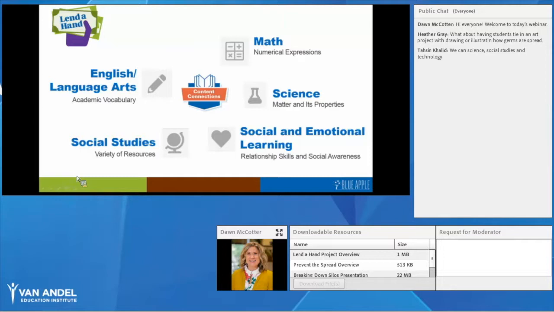So if we take a look at English language arts here, the students are going to be introduced to academic vocabulary. That's a 5th grade standard. So capital goods, natural resources, microlending. So that's a great way to hit the standards by introducing that academic vocabulary and talking about it, and they're learning it in context. The same holds true for social studies. The variety of resources. Well, capital goods, natural resources, those are great ways to tie into that standard.